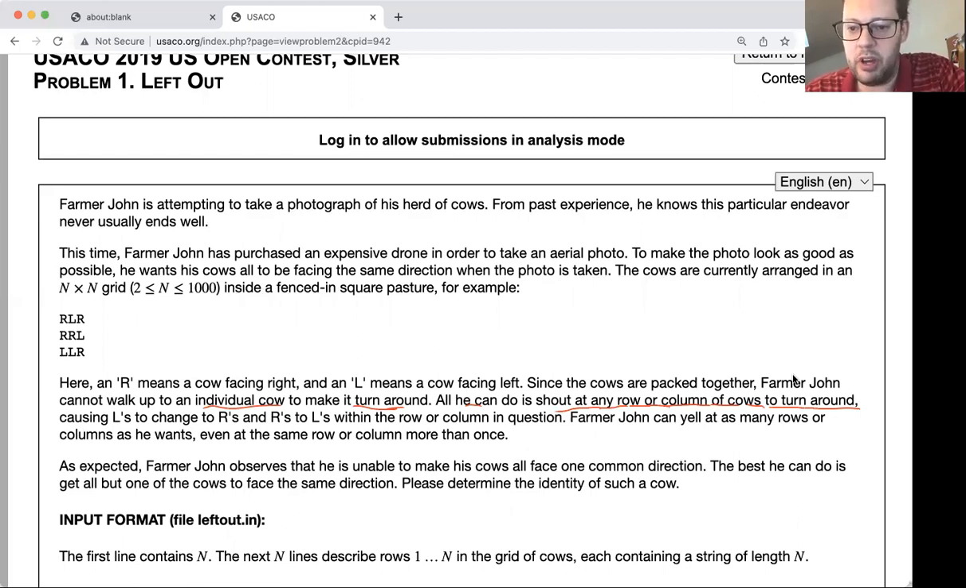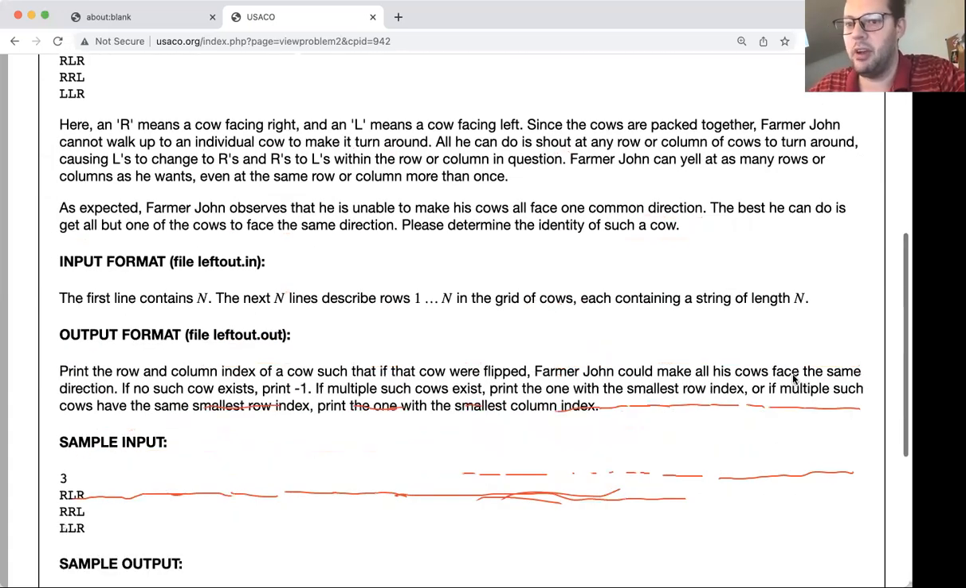As expected, Farmer John observes that he is unable to make his cows all face one common direction. The best he can do is get all but one of the cows to face the same direction. Please determine the identity of such a cow. So we are guaranteed that there's going to be one cow that cannot be made to face the same direction as the rest of the cows.